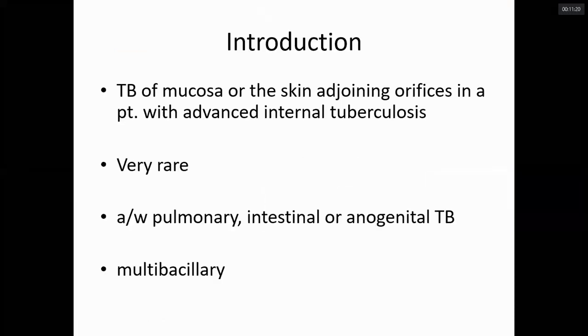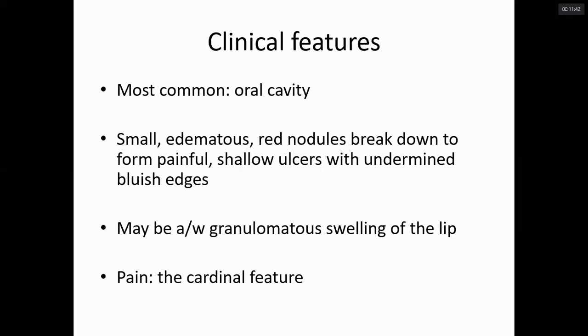Now the orificial tuberculosis. Orificial tuberculosis is the tuberculosis of mucosa or the skin adjoining orifices in a patient with advanced internal tuberculosis. It is very rare, mostly associated with pulmonary, intestinal, or anogenital tuberculosis. It is a multibacillary form. Most common is around the oral cavity.